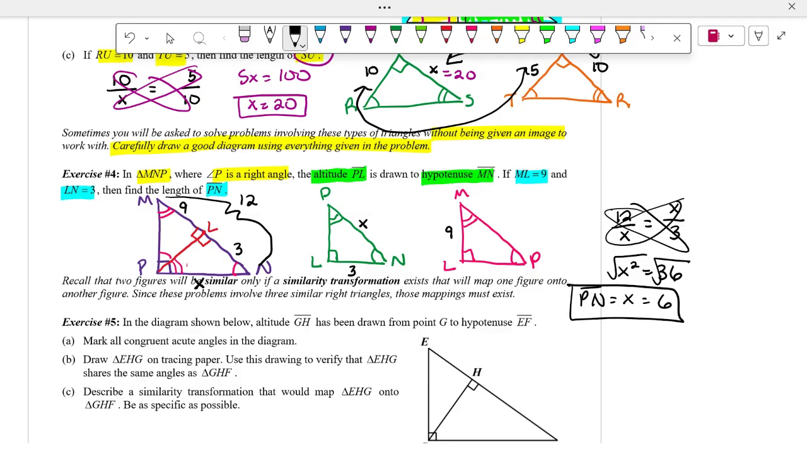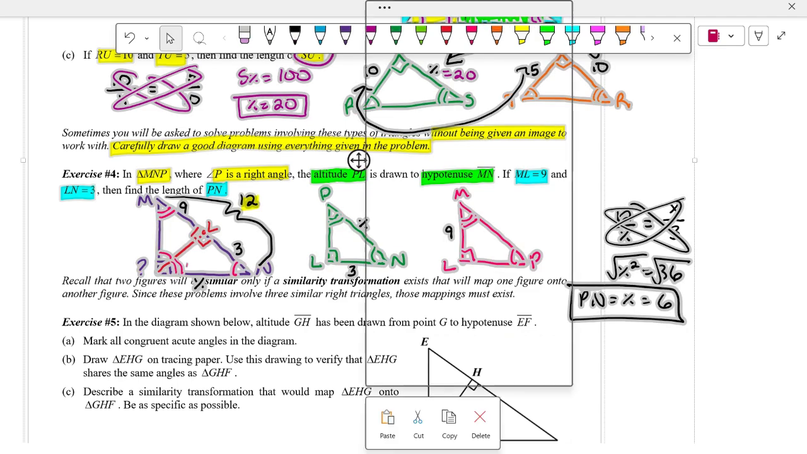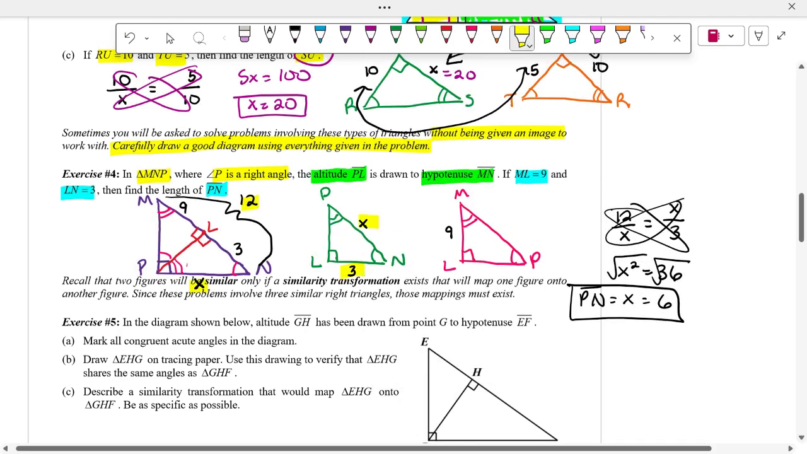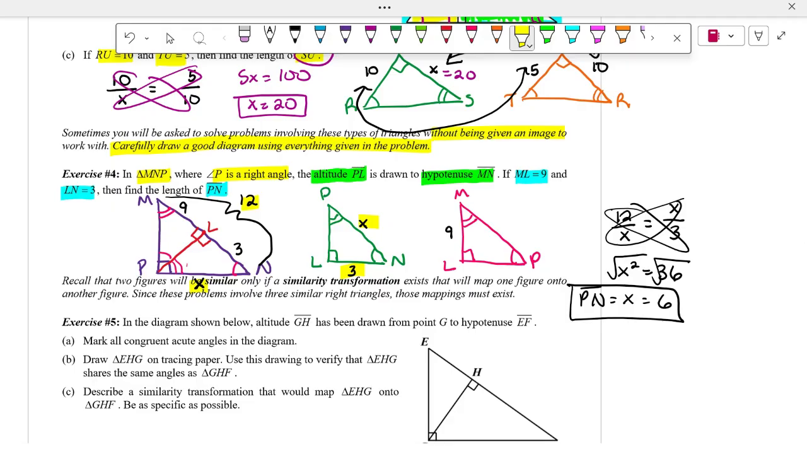Why would I use 3 instead of 9? Because I'm using the green triangle and the purple. 9's not even on this triangle. But on this triangle, for the corresponding side, we had to add the 9 with 3 to get 12. So it's also a game of which triangle can I use? Which triangle do I have enough information? So again, the only way you can tell that is you're looking for two triangles that have at least two sides filled in.